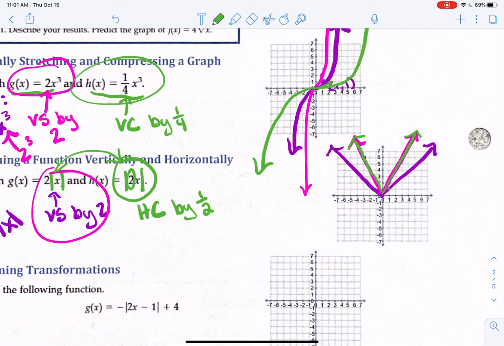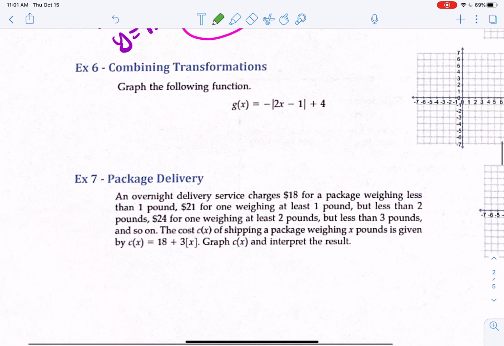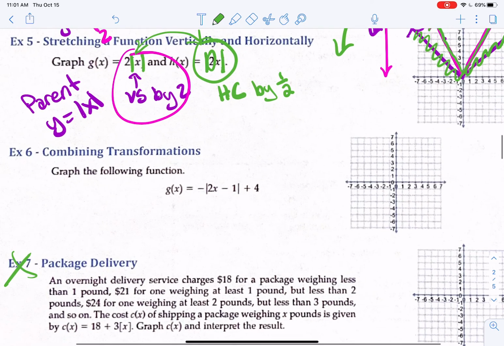I am horizontally compressing him, so I'm taking this guy and making him half as wide as he was before, which is the same thing as making him twice as tall as he was before. Okay, all right, I'm going to skip example 7, but we'll do this one. This is the last one. There's a lot of things going on here.